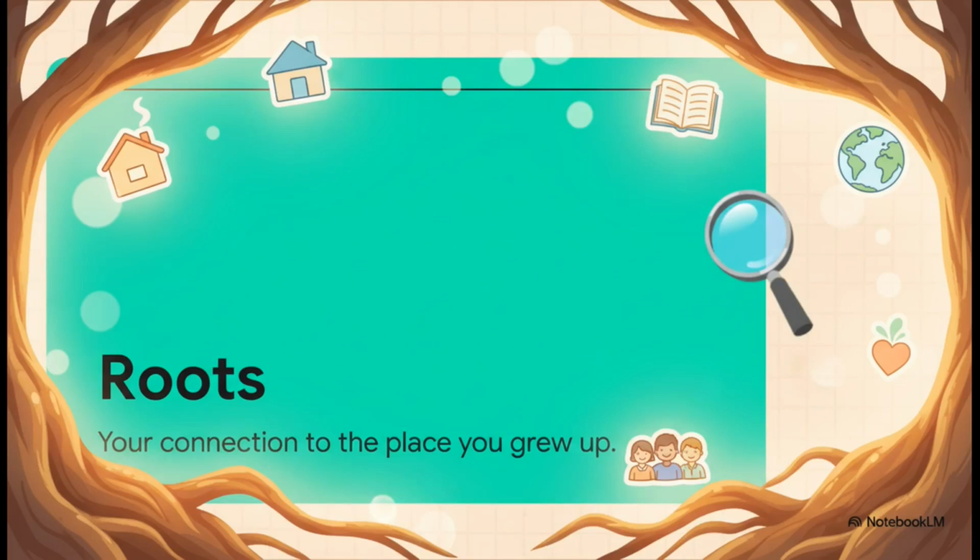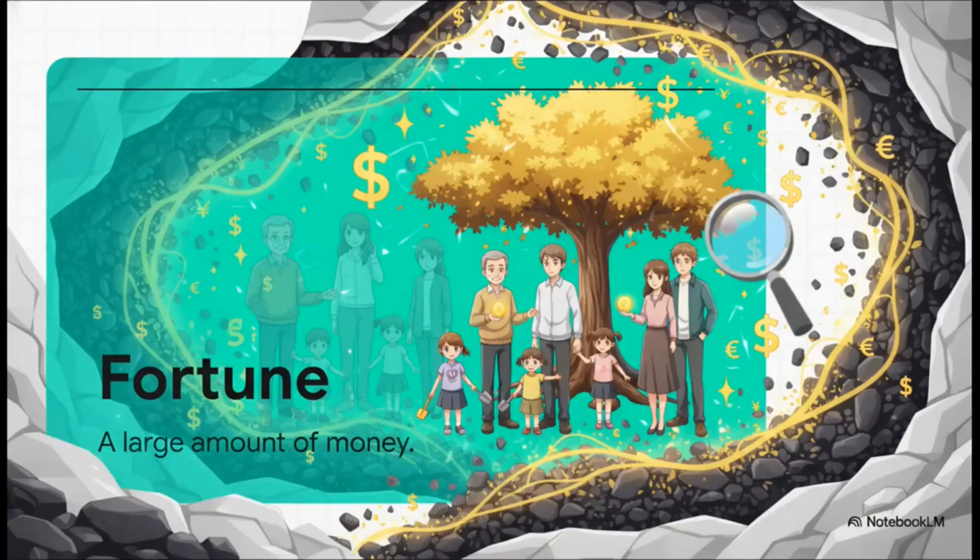This word is just so perfect because it means more than just a place, doesn't it? It's about that deep, unbreakable connection to his home, his community, his identity. It's what kept him grounded even after he became unbelievably wealthy. It was the anchor in his life story. So that coal, it led to his family's fortune.